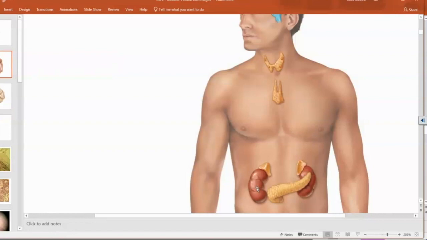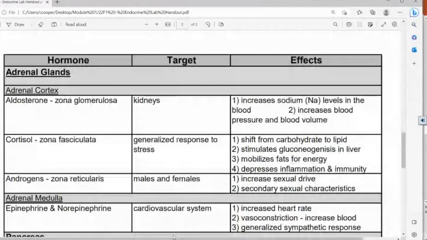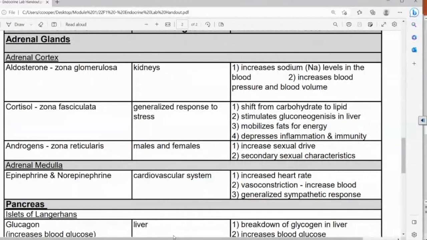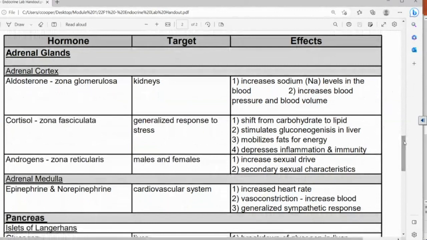So let's go back to this. Let's look at this, just to remind you that you have information on this handout that is very beneficial to you. Let me zoom down to right there. That's right at the top. Yeah, that's good right there.